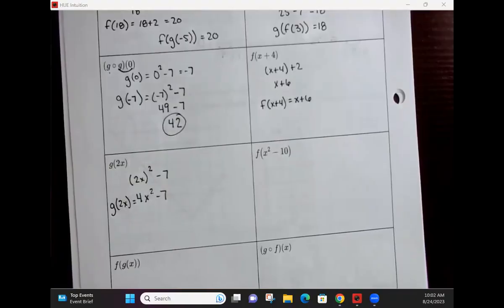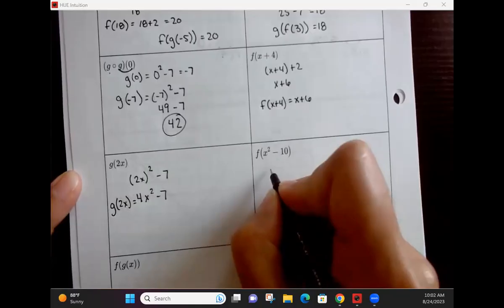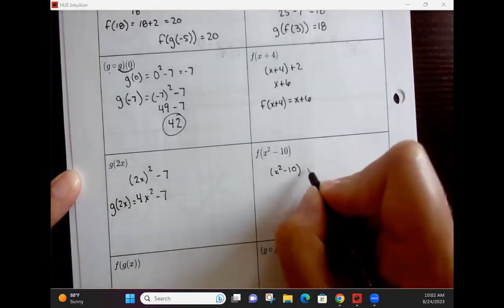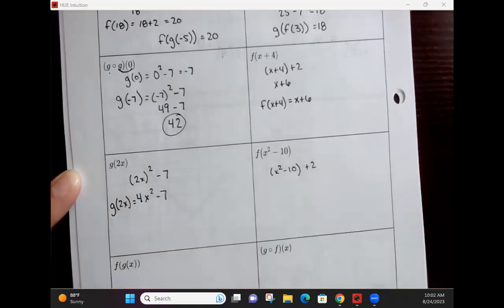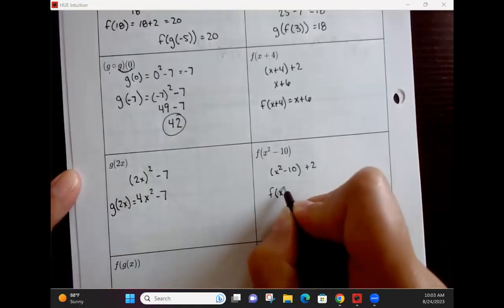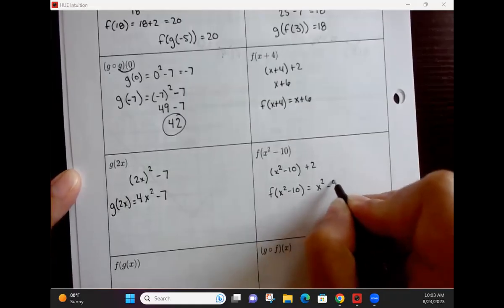Questions for me so far? We're going to do another one like this. So f of x squared minus 10. So this would be x squared minus 10 plus 2. Combine your like terms so that we have our simplified function. F of x squared minus 10 would be x squared minus 8.